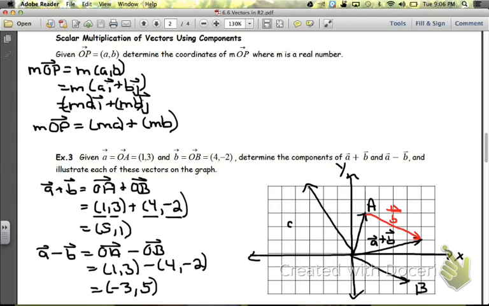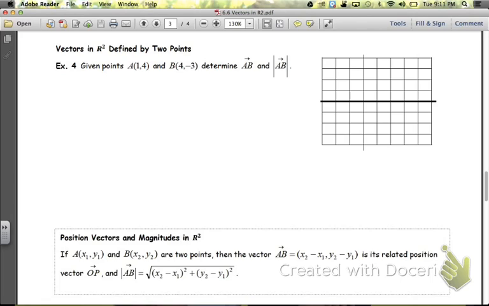So that's our A minus B, which I could therefore graph, our negative b, because negative b is just the opposite here. So that would be our negative b. So there's our illustration, our a plus b, and our a minus b. So now moving along, looking at vectors in R2 defined by 2 points.